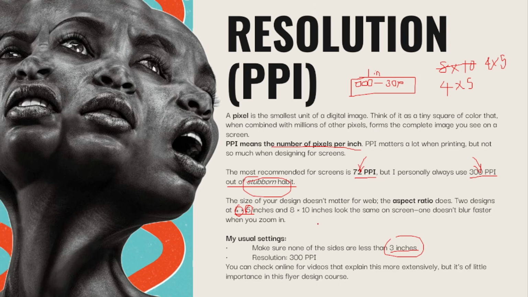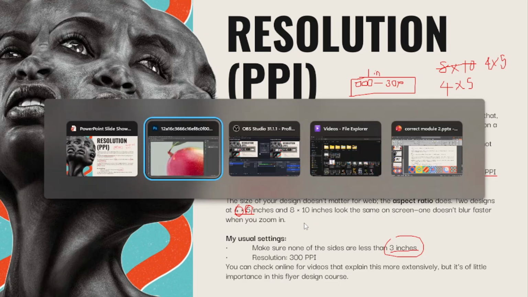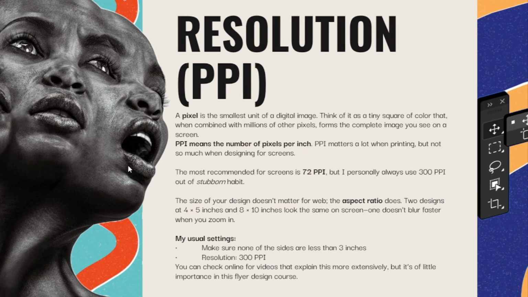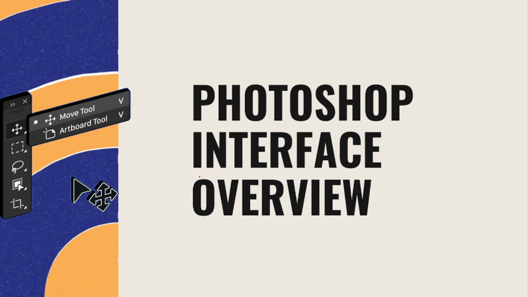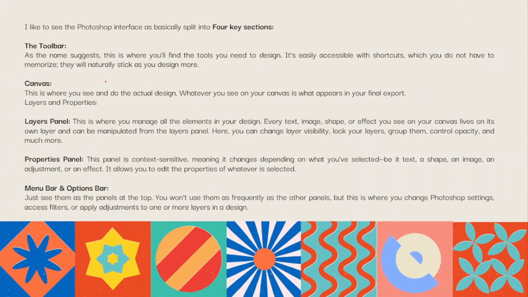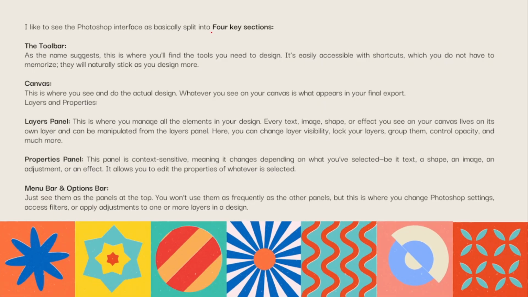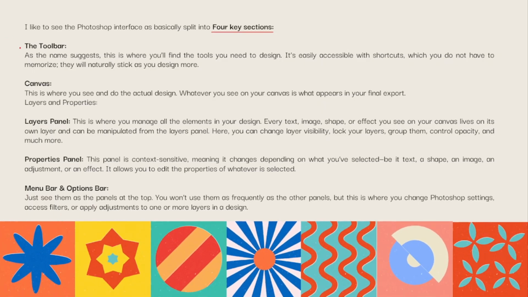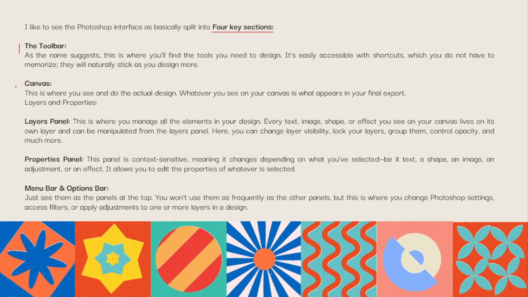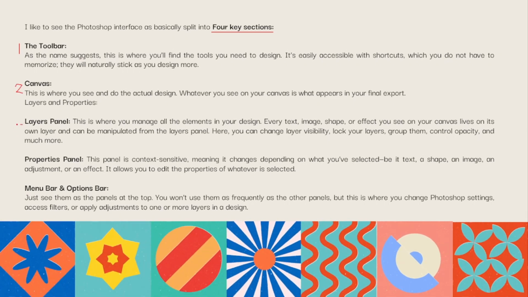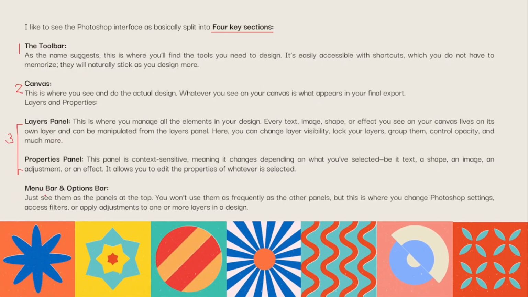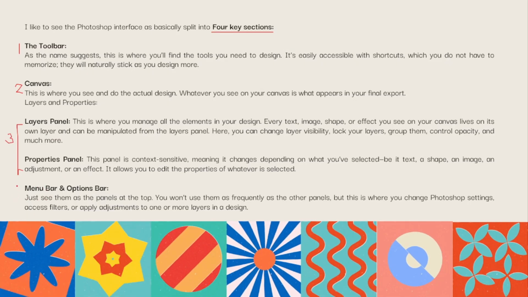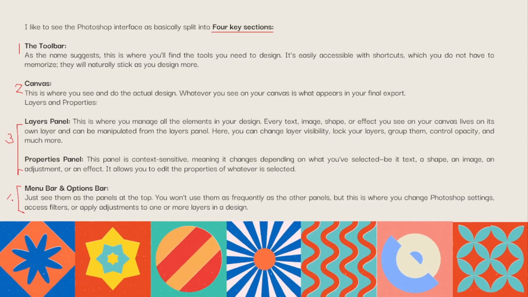Now you can check online also for videos that explain this more extensively, but it's not something you really have to bother about. And next we'll be looking at the interface, the Photoshop interface itself. Now I like to see Photoshop split into 4 sections, right? The toolbar section 1, the canvas. Now I take this as the same because they are on the same side of the screen, right? And the menu bar and the menu and options bar as the 4th.